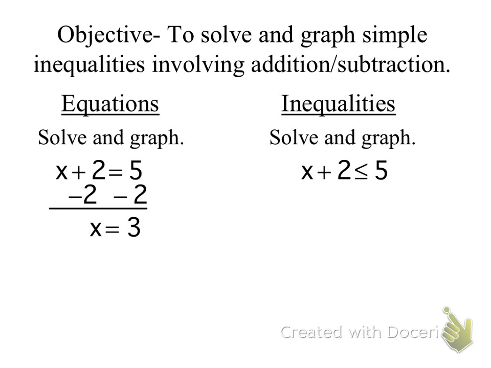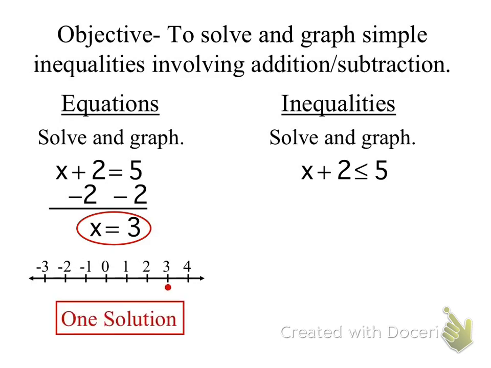We're going to do the same thing with an inequality. To isolate the variable and get x all alone, we have to do the inverse operation, so I'm going to subtract 2 from both sides of the inequality. Okay, I'm subtracting 2, and then I've got the inequality x is less than 3. Now I want you to notice the difference in these solutions.